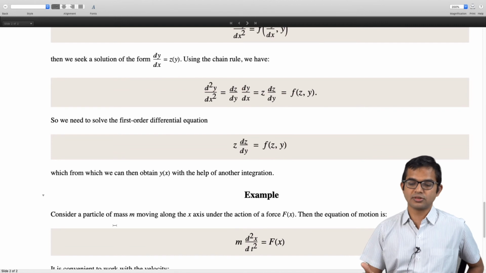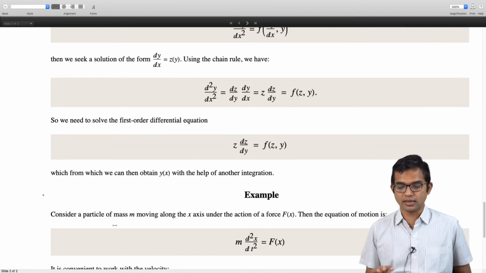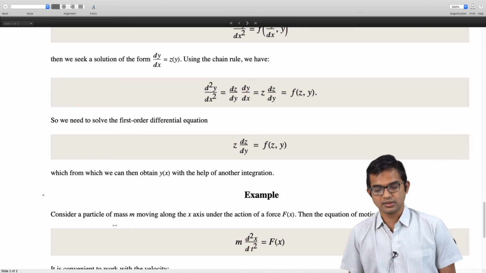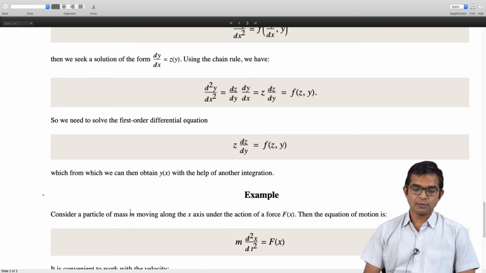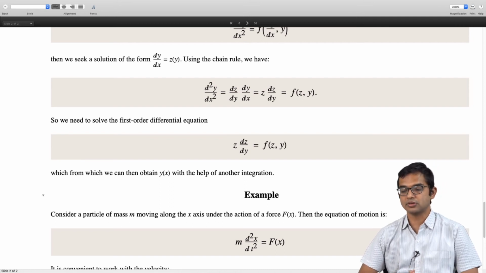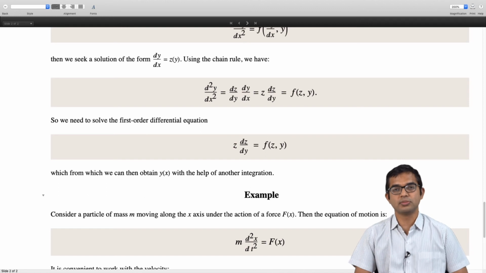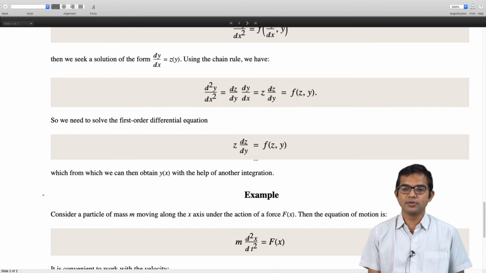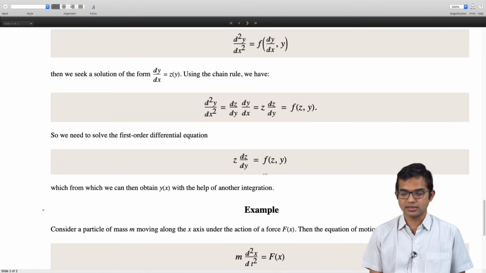Consider a familiar example. We have all seen this, and this very trick has perhaps been used by us. Consider a particle of mass m moving along the x-axis under the force f of x. Then the equation of motion is m times d squared x by dt squared is equal to f of x. Here we should not confuse the notation x here and the x earlier. Here I am using x and t as is standard in mechanics. x refers to distance and t refers to time. So t here is the independent variable and x is the dependent variable.